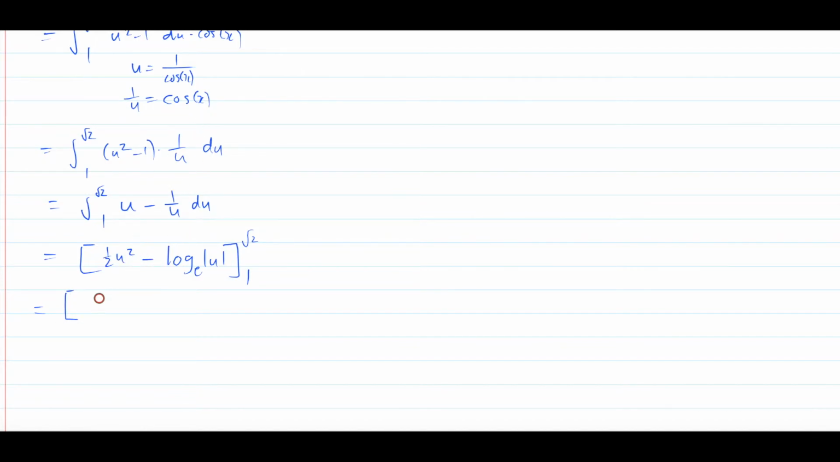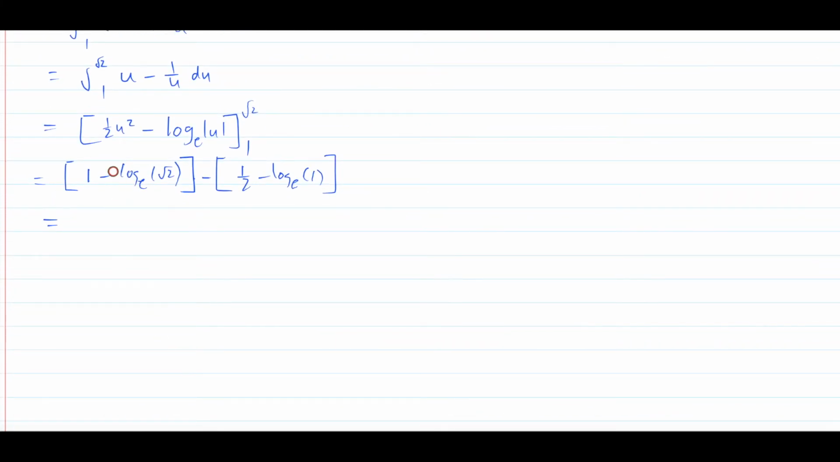Okay, we sub in root 2 squared is 2, 2 times half is 1, minus log e mod of root 2, which is the same as log e of root 2, that's positive root 2. I'll put it in the bracket, and then minus, I sub in 1 this time, and I get half, minus log e mod of 1, which is log e of 1. So we expand everything: 1 minus log e of root 2, minus half plus log e of 1. What is log e of 1? That is 0, so it's plus 0. And our final answer is half minus log e of root 2.